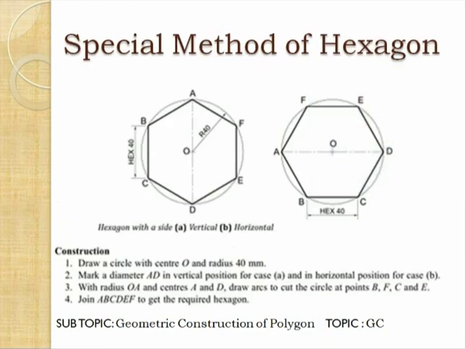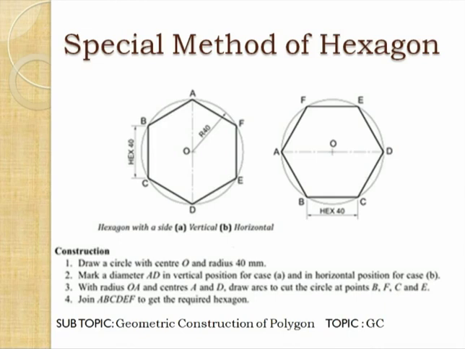Special method of hexagon. Here, when we want to draw the hexagon, we can draw it by drawing a circle of radius equal to the length of side.